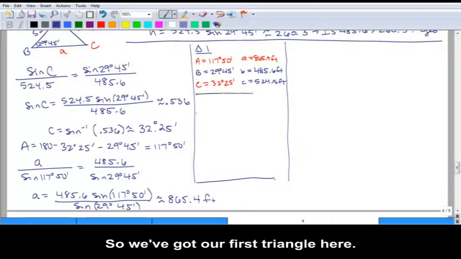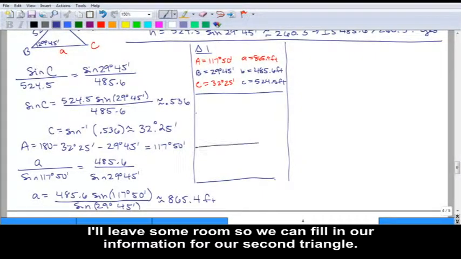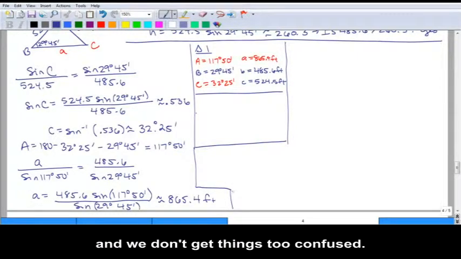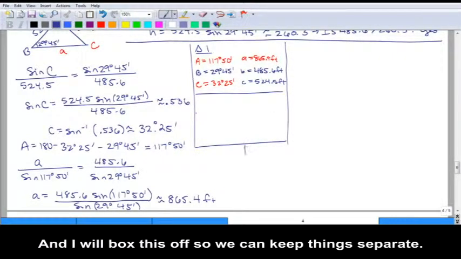So we've got our first triangle here. I'll leave some room so we can fill in our information for our second triangle. And I'll kind of box this off so we have some room and we don't get things too confused. And I will box this off so we can keep things separate.